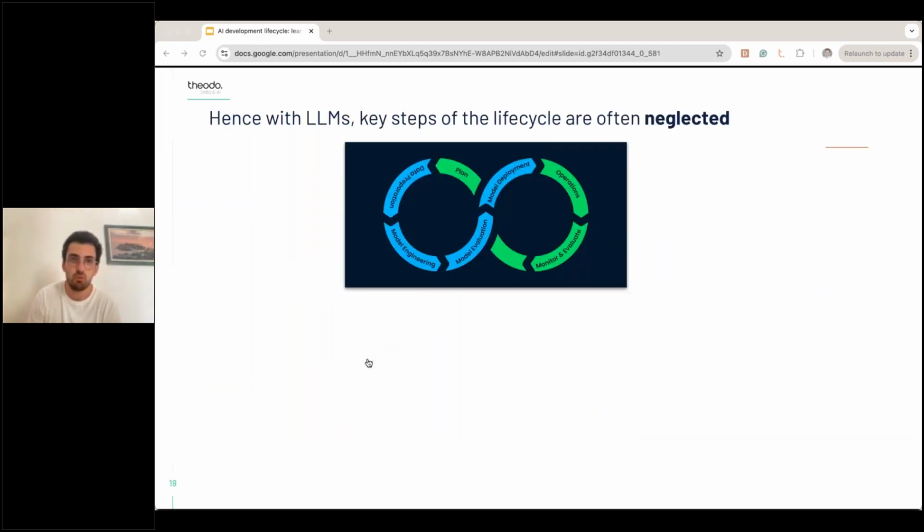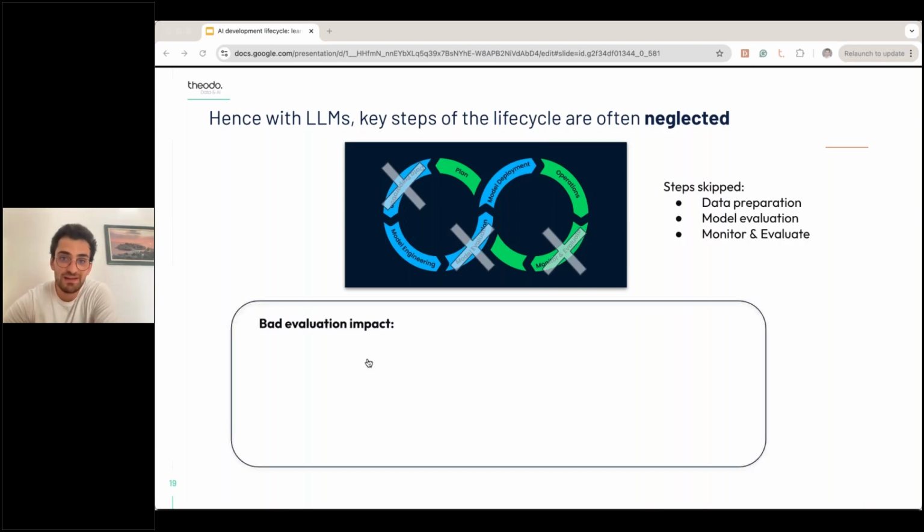Hence, one of the big problems, linking with the introduction on the stocks which plunged due to bad performance, is often linked to these 3 steps of the life cycle being neglected. The 3 steps are data preparation, model evaluation, and monitoring.